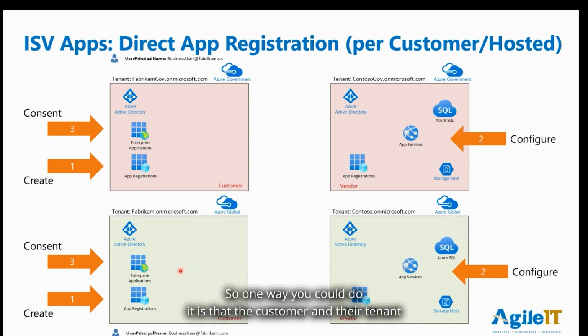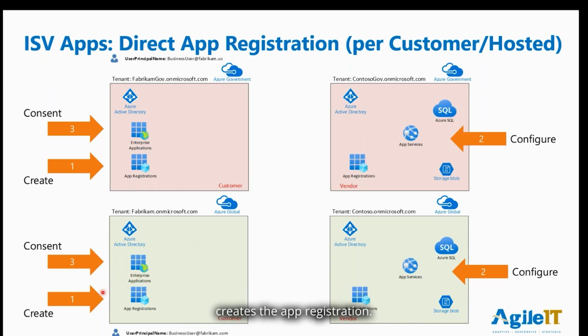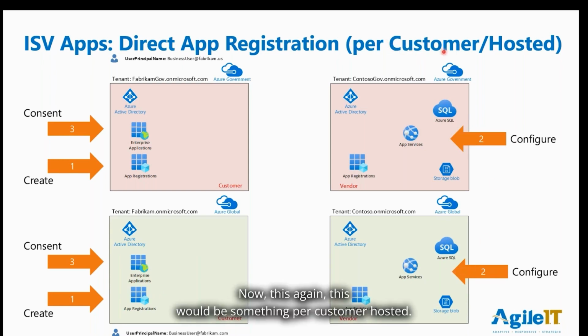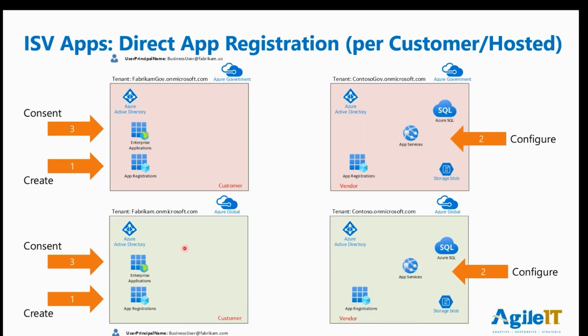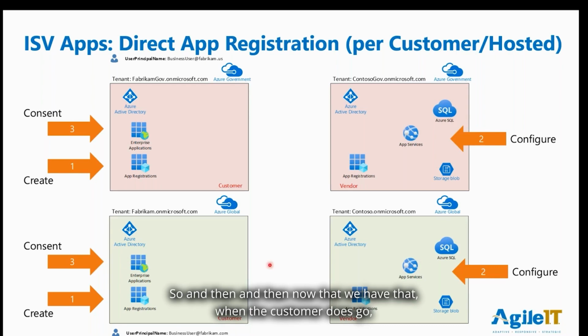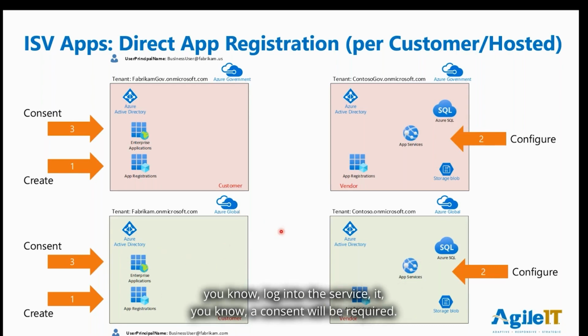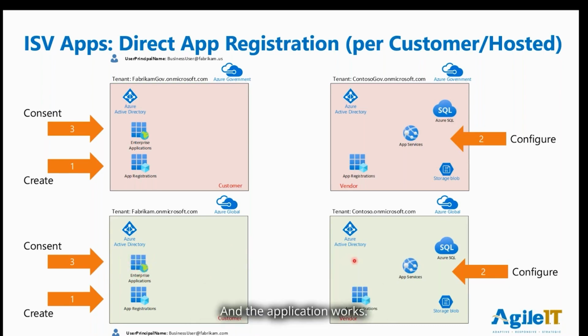So one way you could do it is that the customer, in their tenant, creates the app registration, and then you configure it within your app service. Now, this would be something per customer hosted. There are ways to even make that dynamic, but anyhow. And then this app service runs. Now that we have that, when the customer logs into the service, a consent will be required. That's in the customer's tenant, and there are ways to control that. But again, let's say they say yes, and the application works.